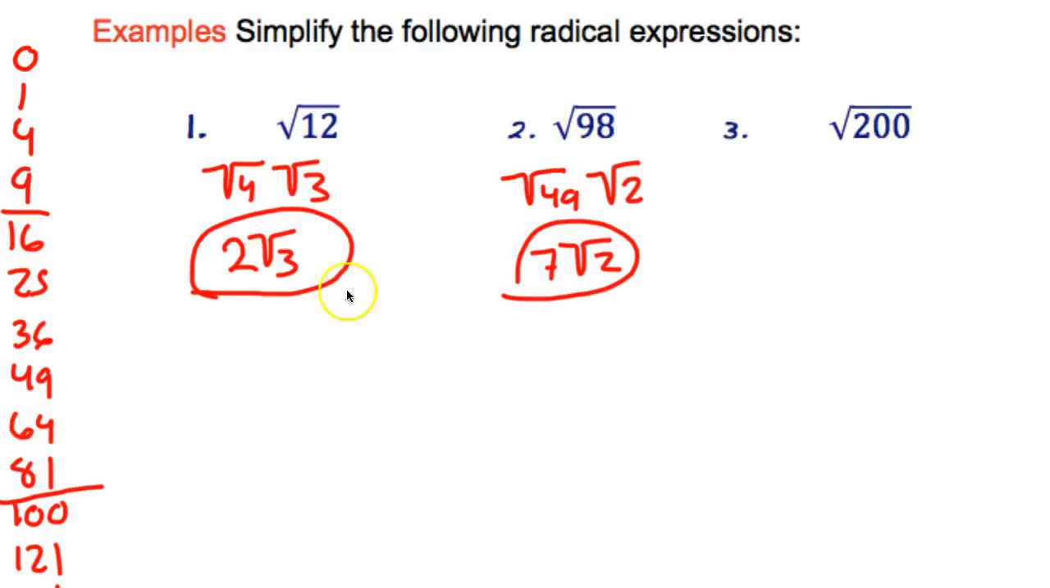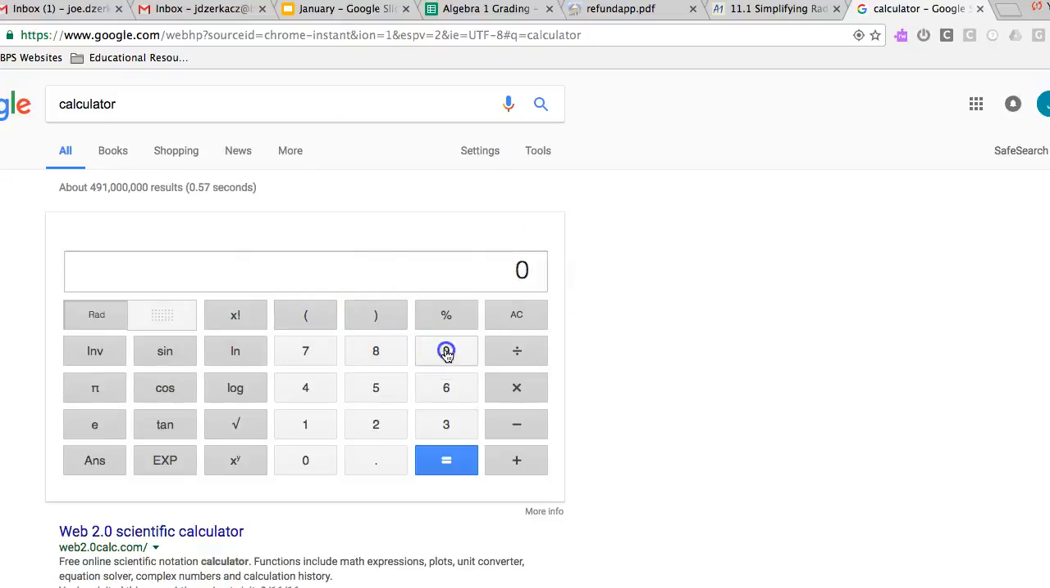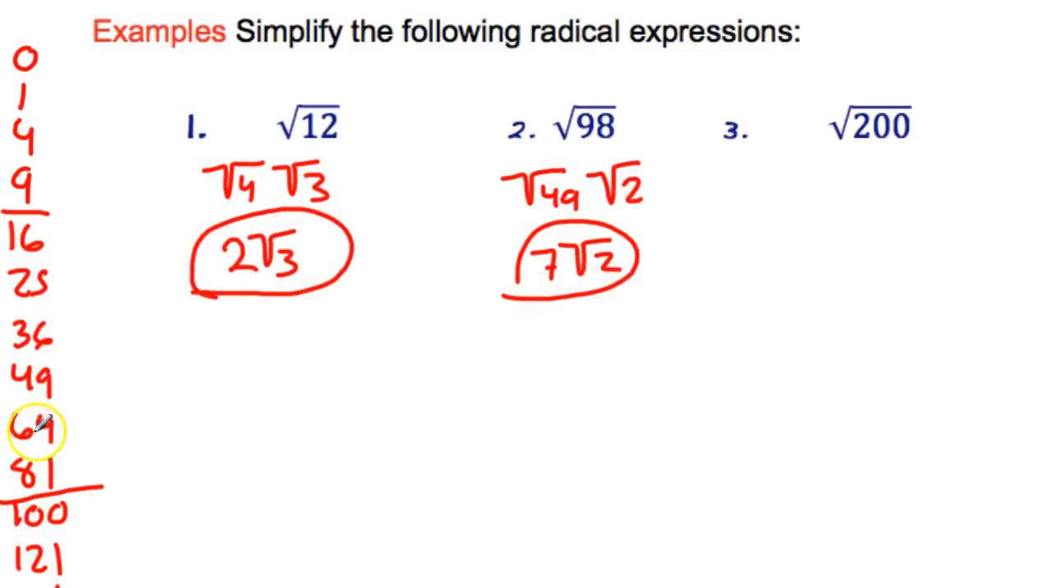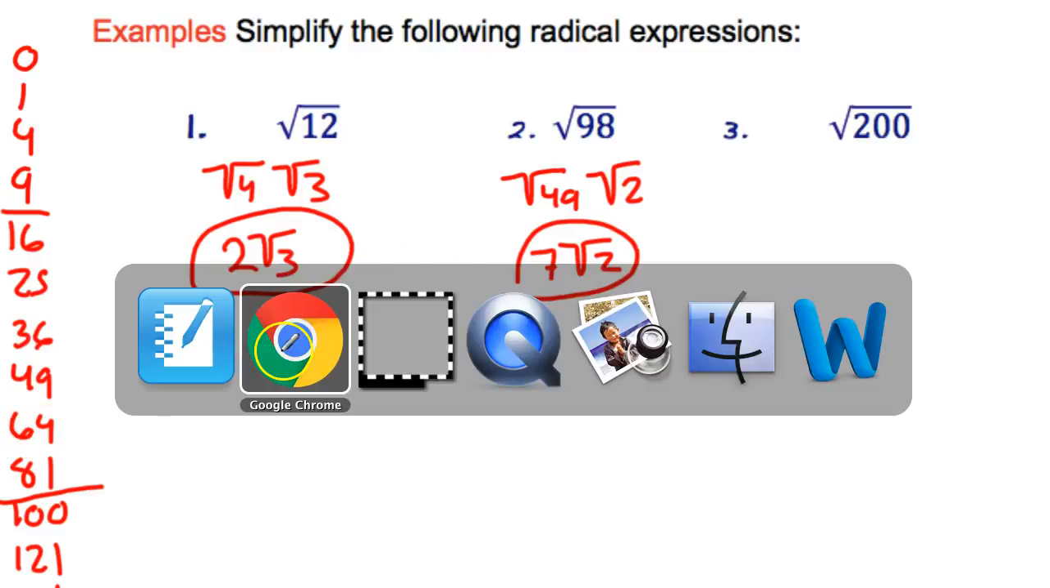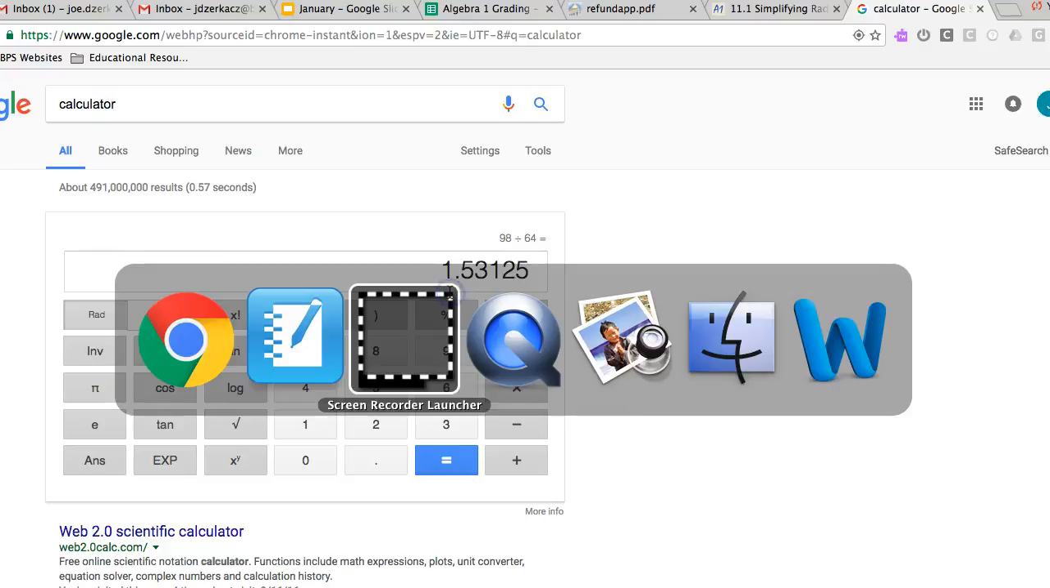Here's what you can do. Go on your calculator, and you just take 98, and you divide by all these. So 98 divided by 81. Oh, not plus. Alright, that's a decimal. No good. 98 divided by 64. Nope, decimal. Not good.